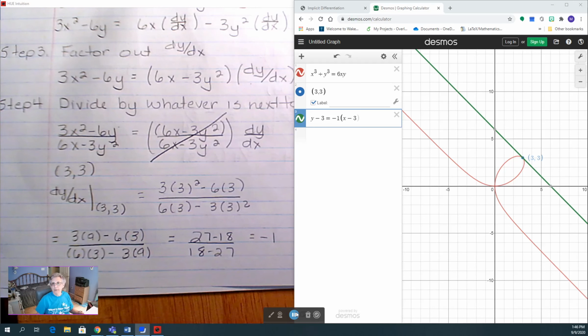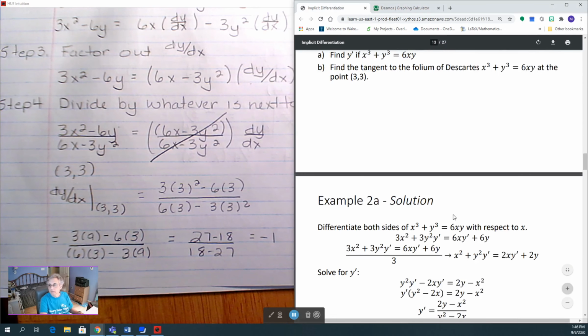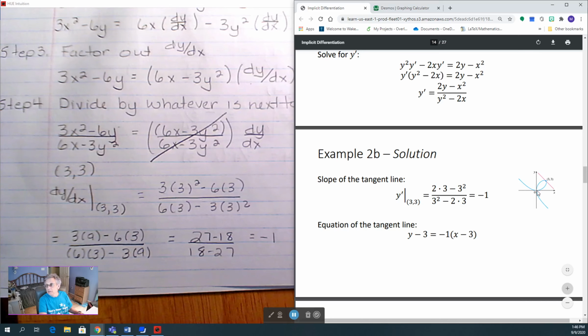Well, look at that pretty graph. We have our little loop-de-doo, and the point actually is at the end of that little loop, and our line is perfect. And there's the pretty picture.